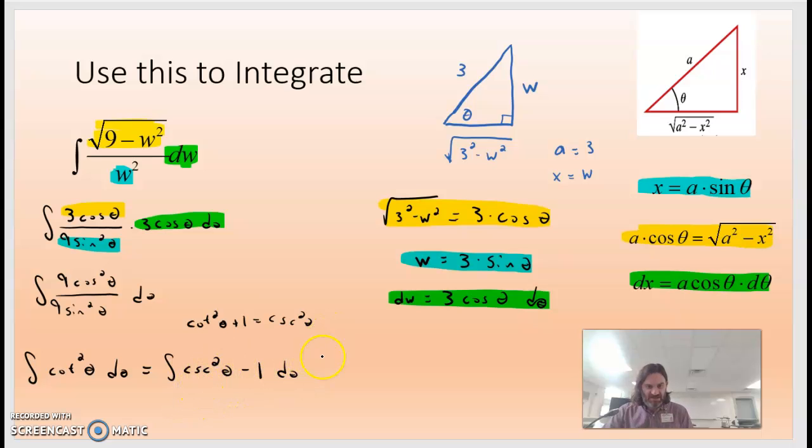But then you got 2 things you can integrate here, because you've got the integral of cosecant squared theta d theta. You don't have to separate them, but minus the integral of 1 d theta. So let's see what that gives you if you do that.